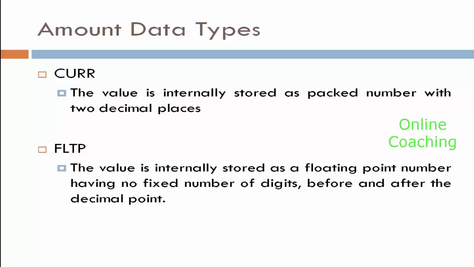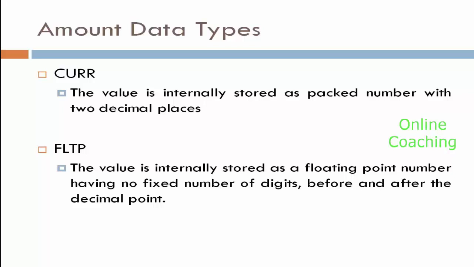FLTP is nothing but the value internally stored as a floating point number, which doesn't have any fixed number of digits before and after the decimal point. What does it mean? Sometimes if you do calculations in your calculator, you will get something like 12.88888. So there is no fixed number of digits after the decimal point. These kinds of values we call floating point.